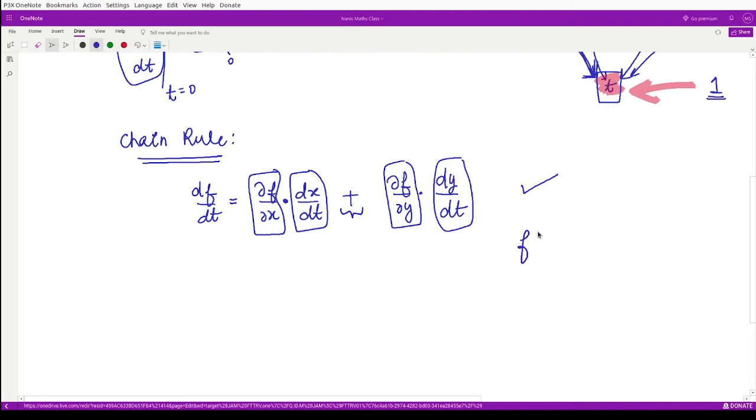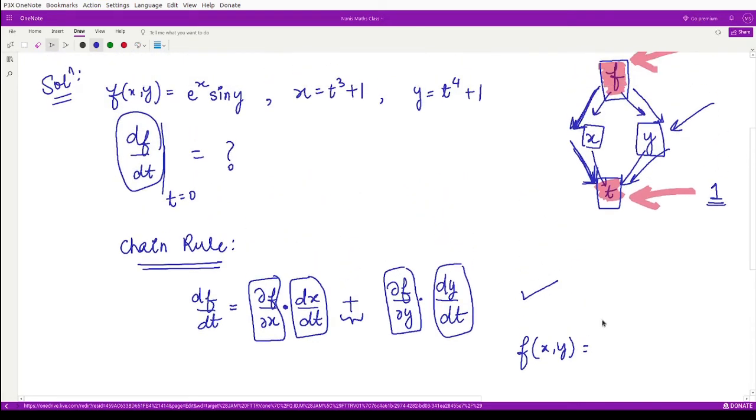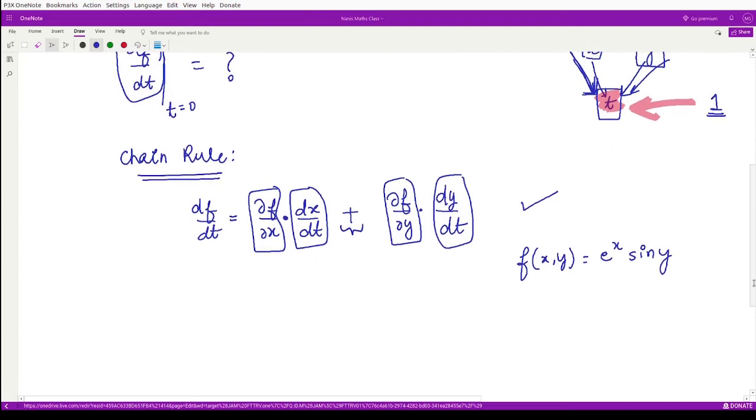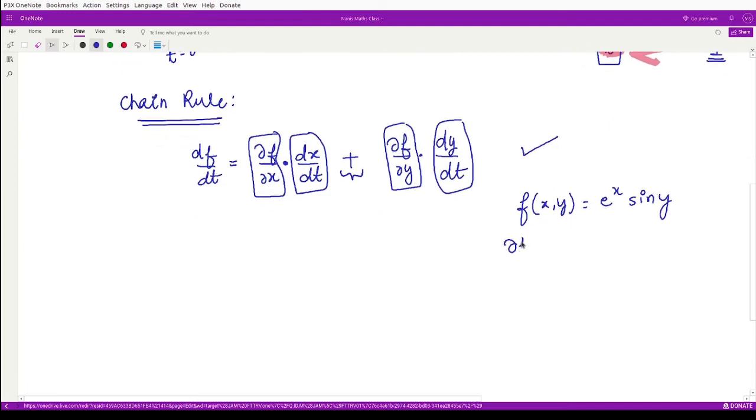Your function f of x, y is given to be e to the power x sine of y. So in the first case, we are required to take the partial derivative of this function f with respect to x. So it would be e to the power x sine of y. And then you are required to take the partial derivative of f with respect to y. How do you take these partial derivatives?